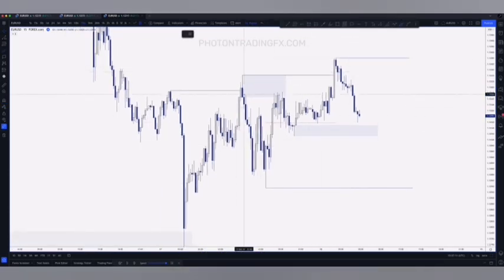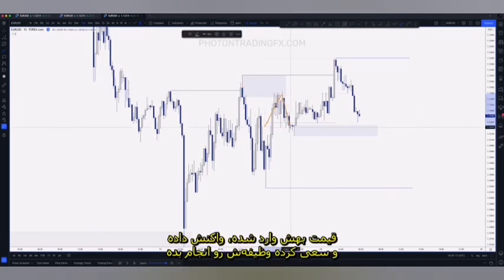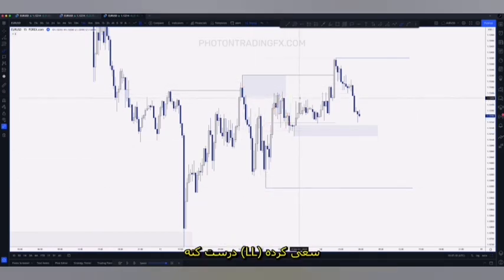It's a decent level as well, right? This is supply because it led to the break of that low. So that's a decent supply level. Price comes in, it reacts from it. It tries to do its job. It tries to make a lower low. It fails to do so.